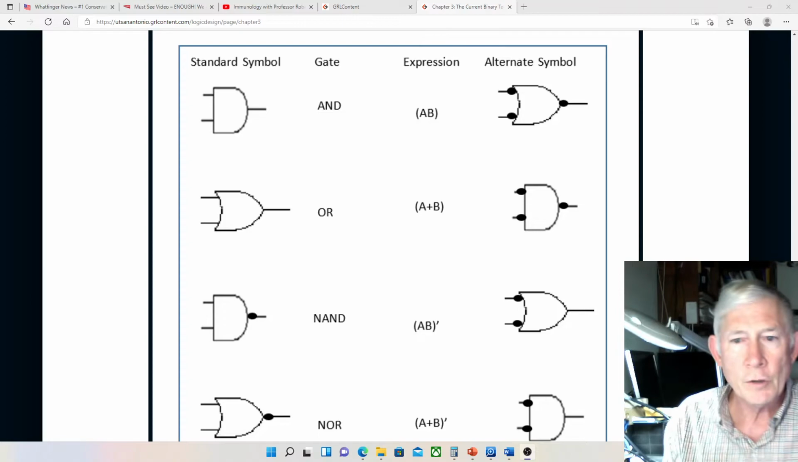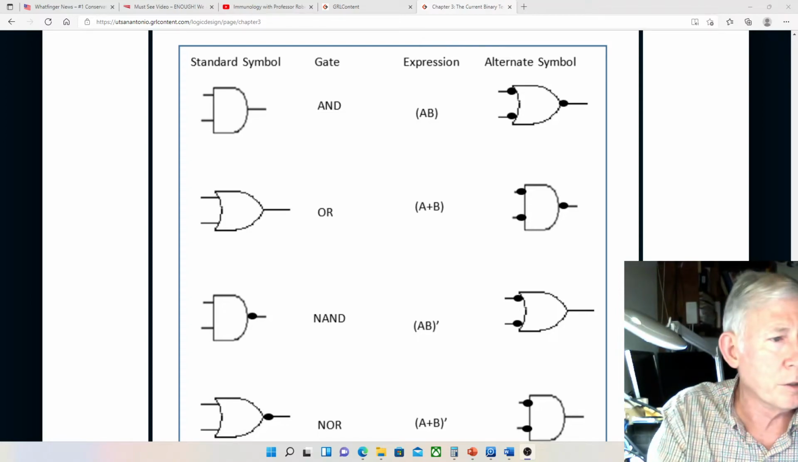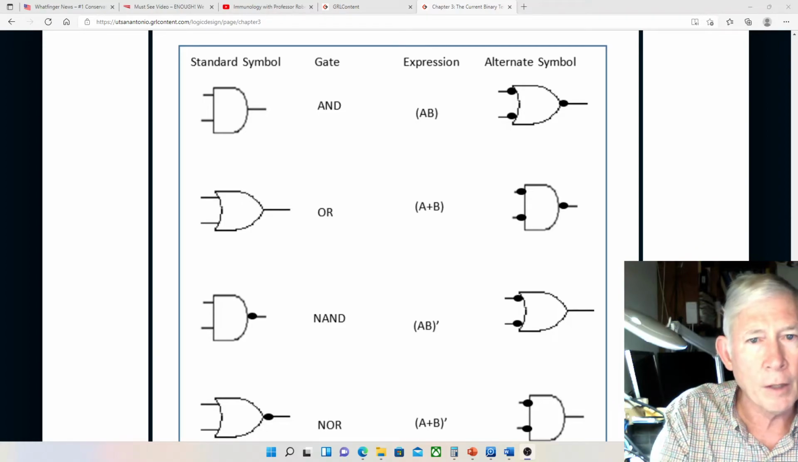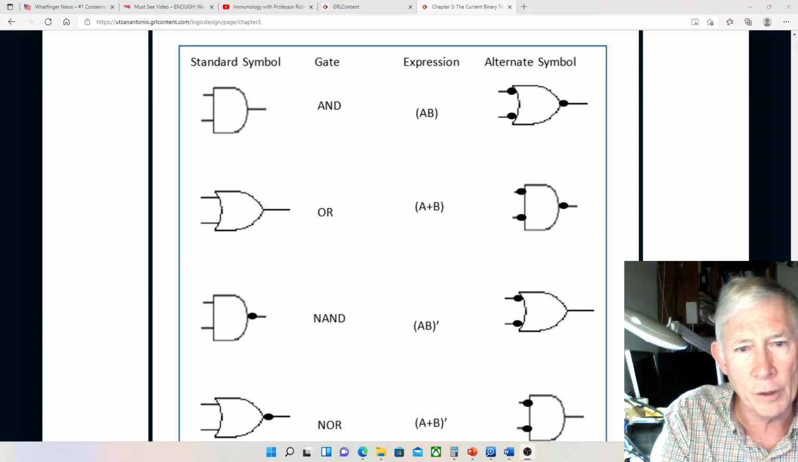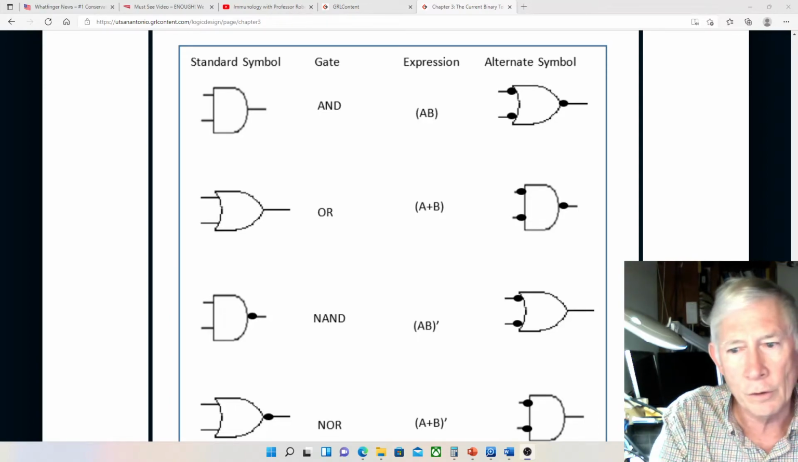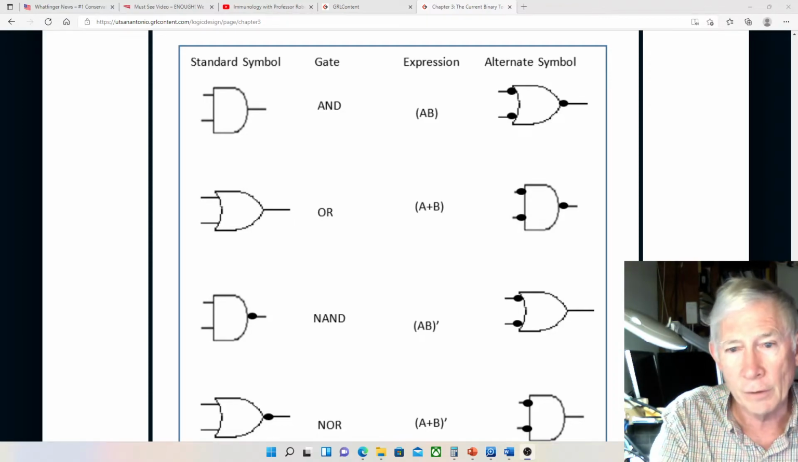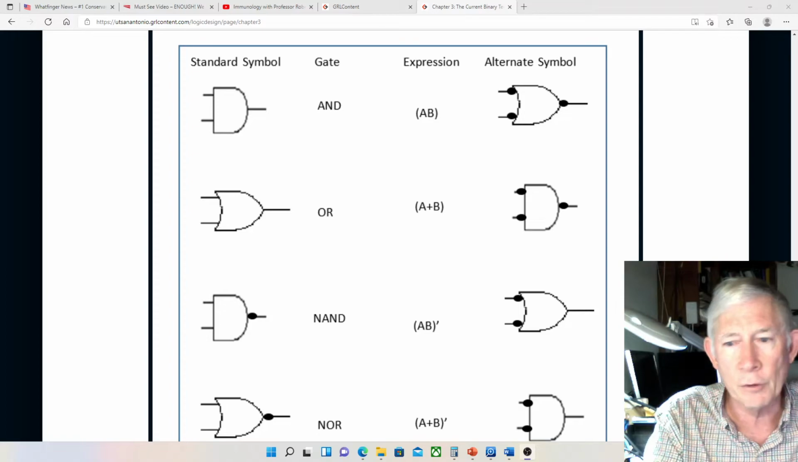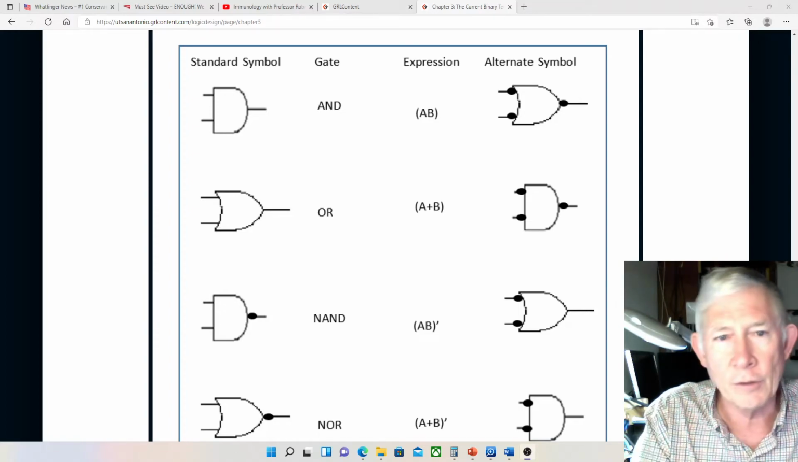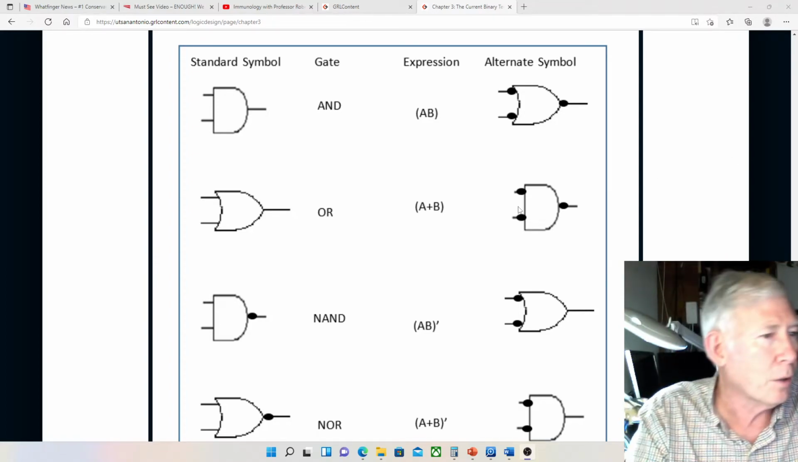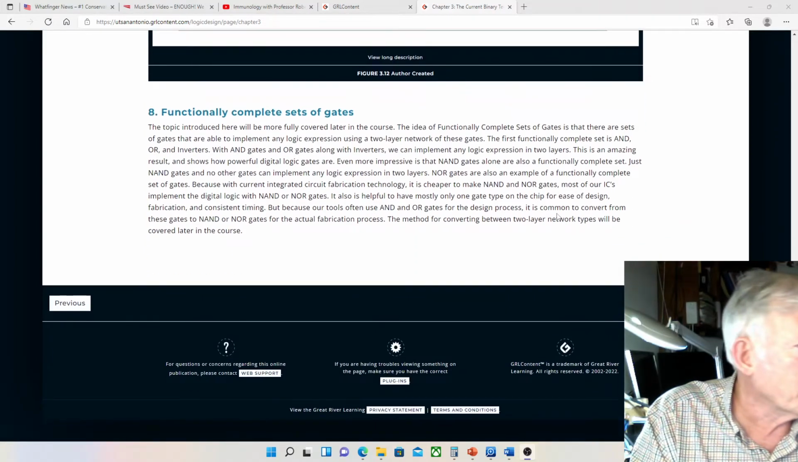Okay, so here's the book, and here are these alternate symbols. So just take a look at this, and all we did was substitute this symbol in for the OR gate to convert that from an AND OR configuration to a NAND configuration, and then we just slid the bubbles back up to the AND gates and turned them into NAND gates. Okay, and I think that's it.